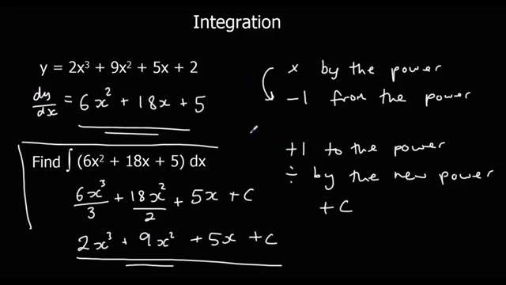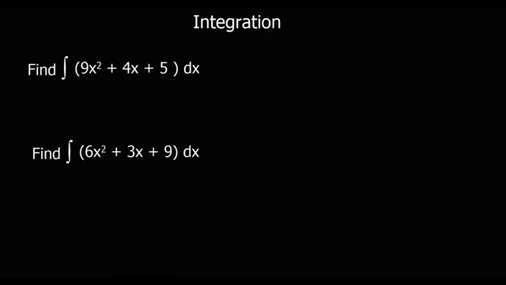So integration, we're going to plus 1 to the power, divide by the new power, and then plus c on the end. Okay, let's have a look at doing some questions. We're going to follow the process: add 1 to the power, divide by the new power, and plus c on the end. So find the integral of this with respect to x. That just means we're integrating x's. Add 1 to the power, so it was 1, that goes to 2, divide by the new power.